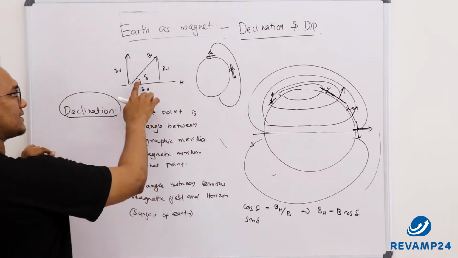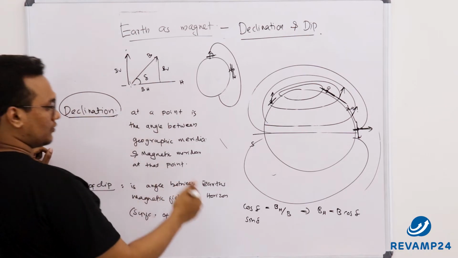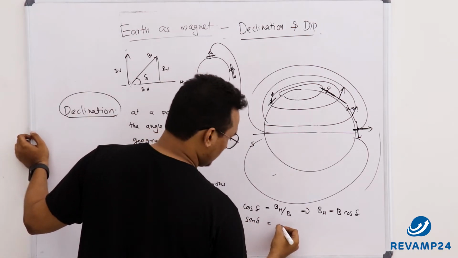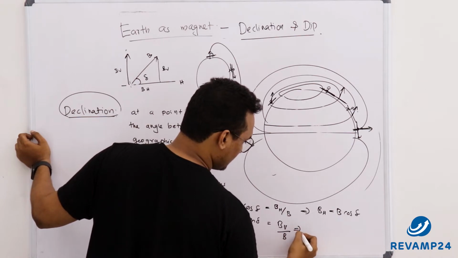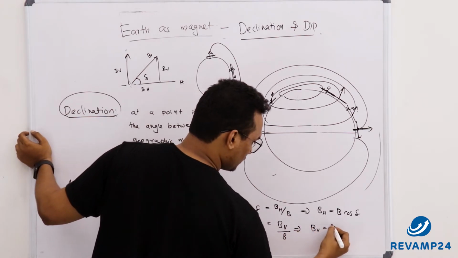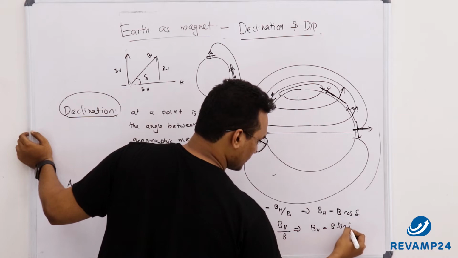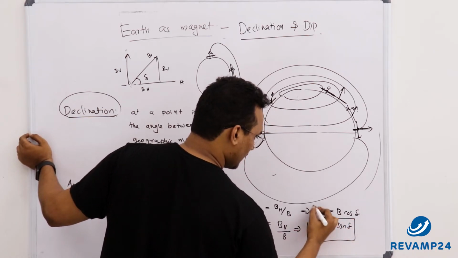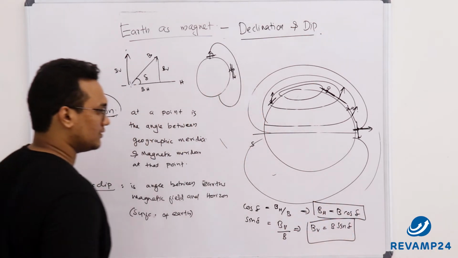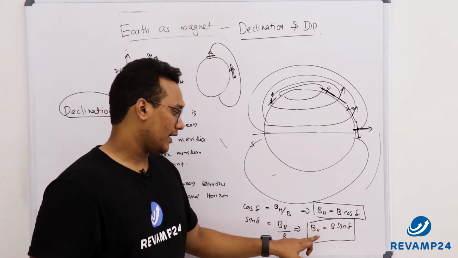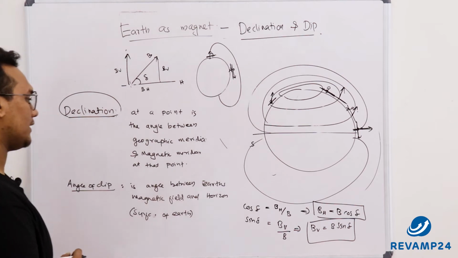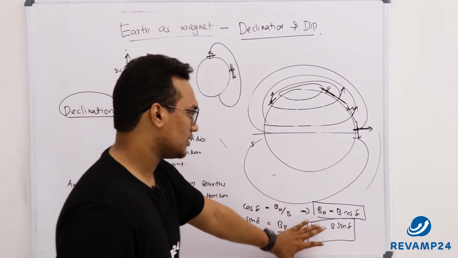Now from here, what is sin dip? Opposite by hypotenuse. So sin dip is equal to BV divided by B. This implies BV is equal to B sin dip. So we got two values: the horizontal component of the magnetic field at a point and the vertical component of the magnetic field at a point. Let's say we have found out these two values.